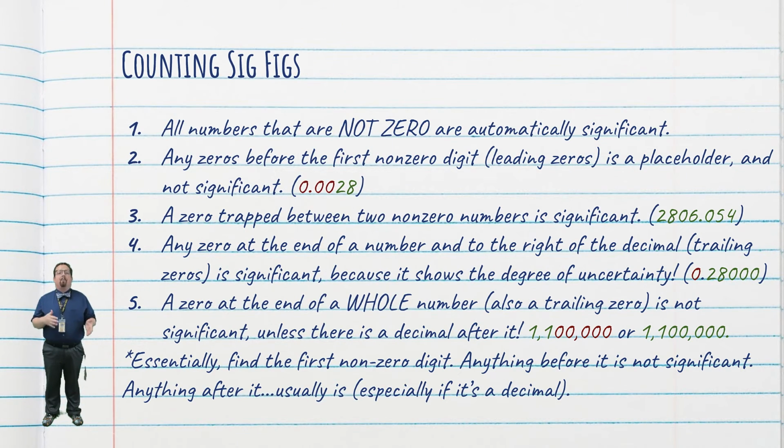When you're looking at a reported measurement, sometimes it's difficult to know where the degree of uncertainty lies in the measurement, particularly when zeros are involved. Here are 5 easy rules to help decide which digits in a number are considered significant.